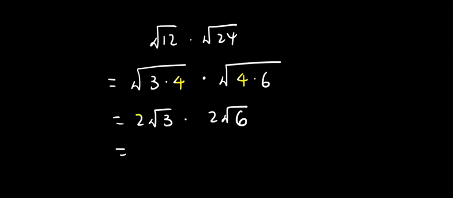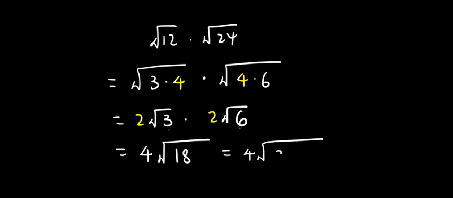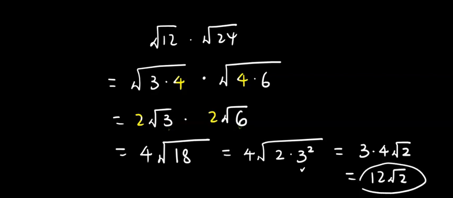Now, I'm going to multiply these 2's. That gives me 4. And times 3 and 6, that gives me 18. Now, I know 18 is 2 times 9. 9 is 3 squared, which means 3 can come out. So 3 times 4 times the square root of 2, and that is 12 square root of 2.